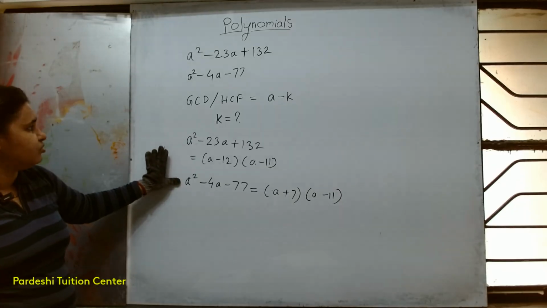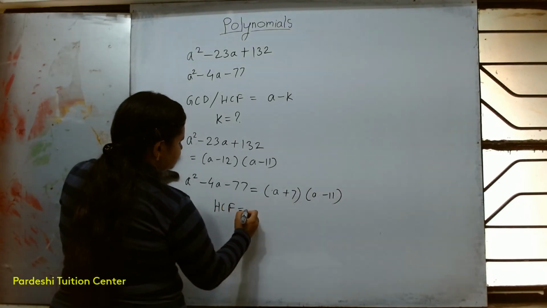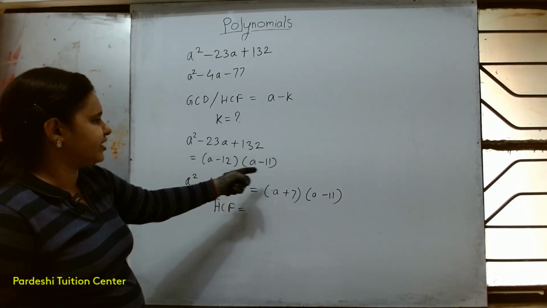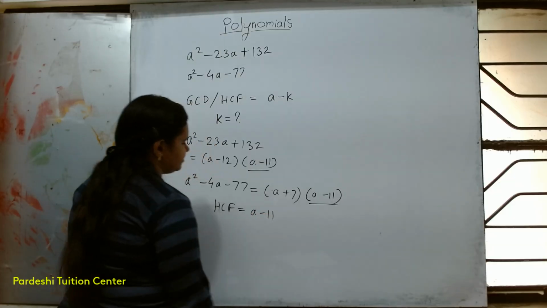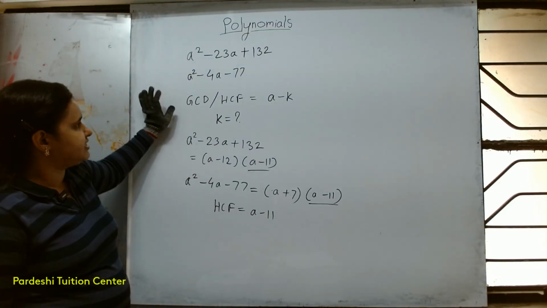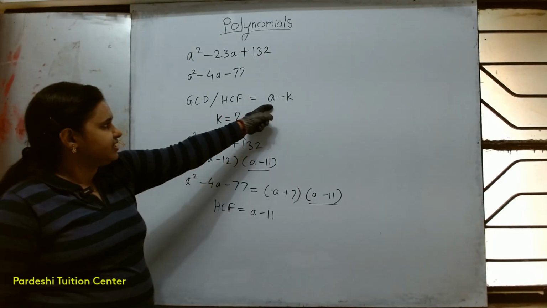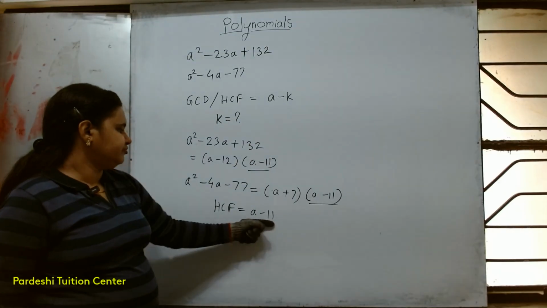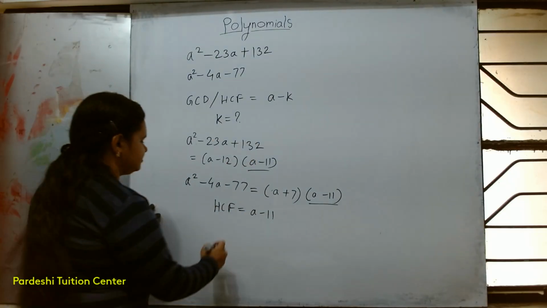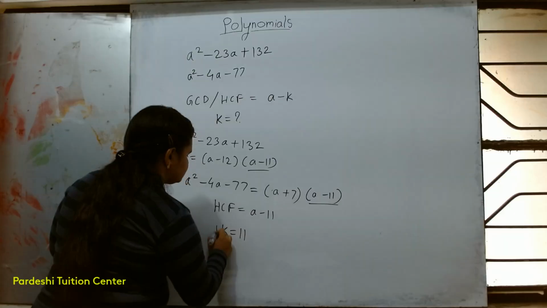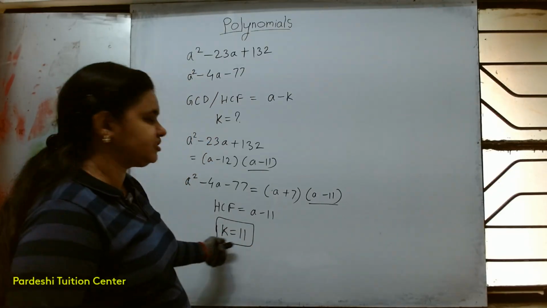Now we will find the HCF of these two polynomials. For the HCF, take the common factors. The common factor is a minus 11. So the HCF will be a minus 11. Now I will compare the HCF given in the question and the one I have calculated. Here it is a minus k and the HCF we have calculated is a minus 11. So k should be equal to 11. So the option is P, k is equal to 11.